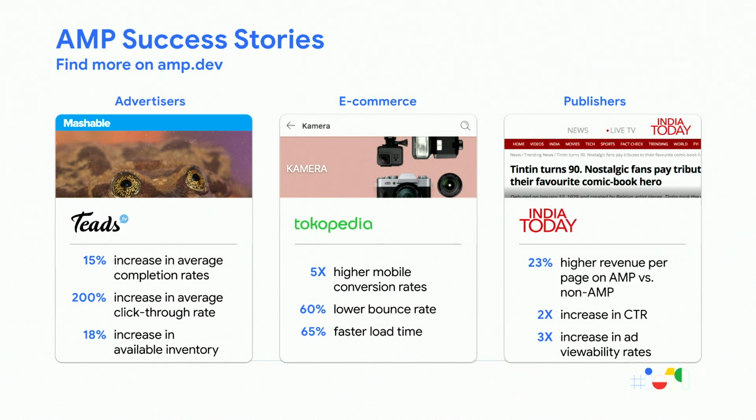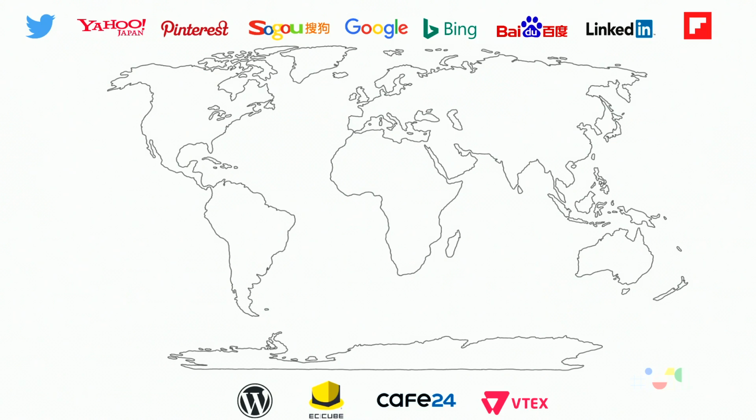You can see examples of several of those categories here, and you can find many more case studies on our website. Now, as an open source project, AMP was developed and built by many different tech companies, publishers, and other organizations. And the ecosystem today includes the platforms that link out to AMP pages, like Twitter and Bing and Yahoo Japan and others, as well as content management systems like WordPress, EC3, Cafe24, and Vtex that allow creators to easily build AMP pages on their platforms.